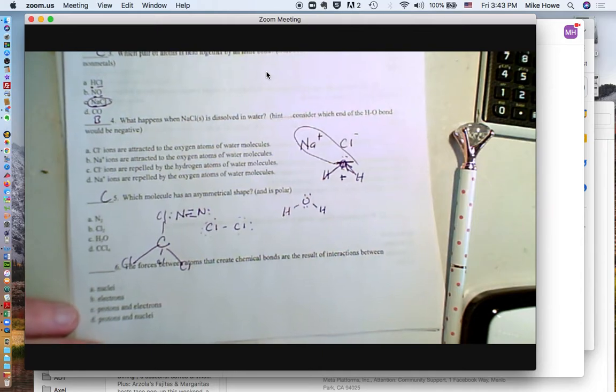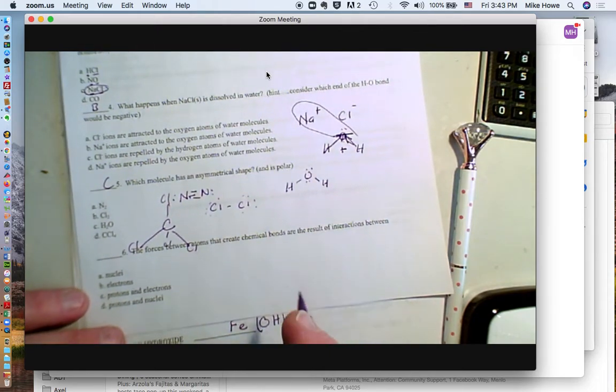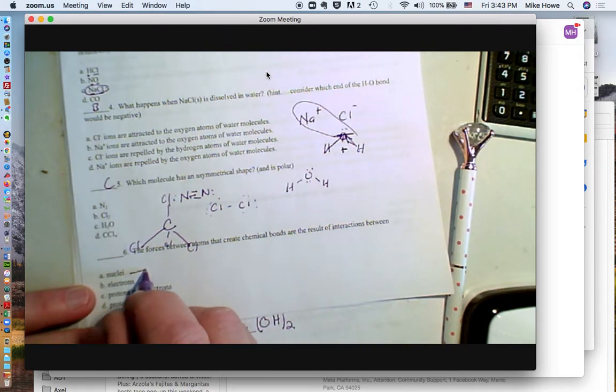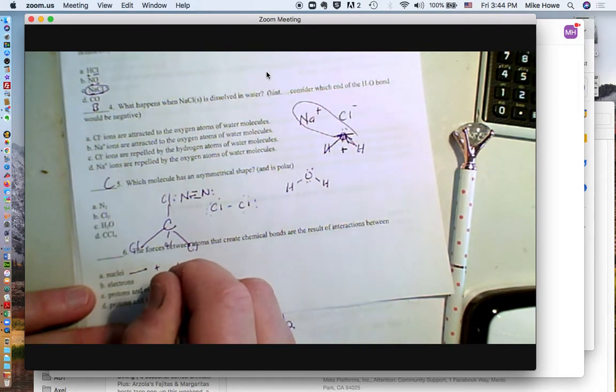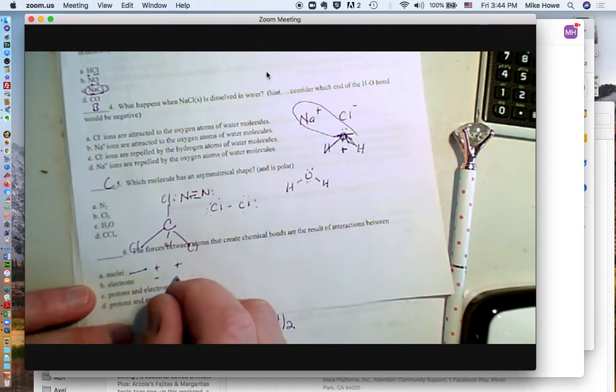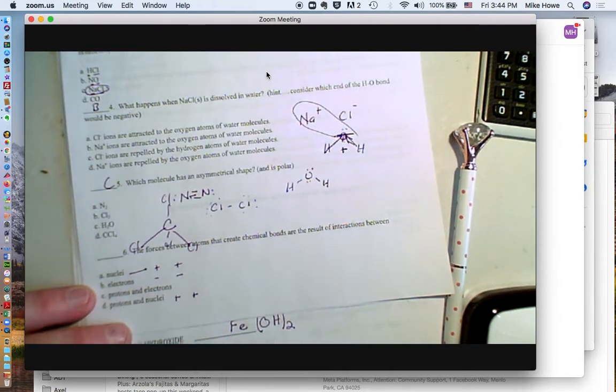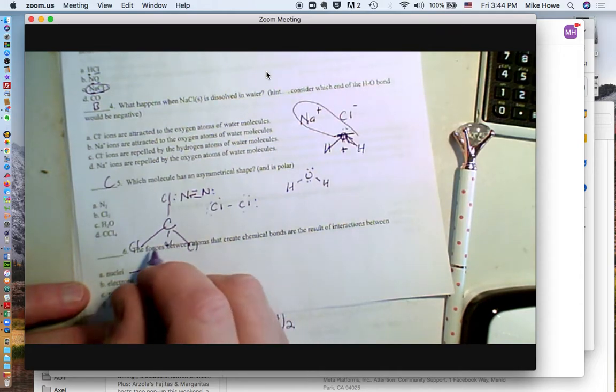Okay, forces between atoms that create chemical bonds. What kinds of subatomic particles attract each other? Nuclei don't attract each other because that's positive and positive. Electrons don't attract each other, negative and negative. Protons and nuclei are positive and positive because the charge on the nucleus is positive. So the only thing this could be would be protons and electrons.